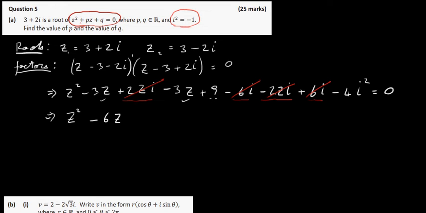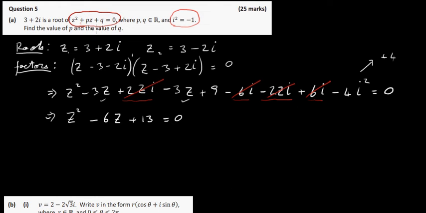And what are we left with? We have a plus 9 and a minus 4i squared. Well, i squared we're told is minus 1, so minus 1 times minus 4 is plus 4, so we just get plus 4 here. So we end up with plus 9 plus 4, which gives us plus 13 equal to 0.